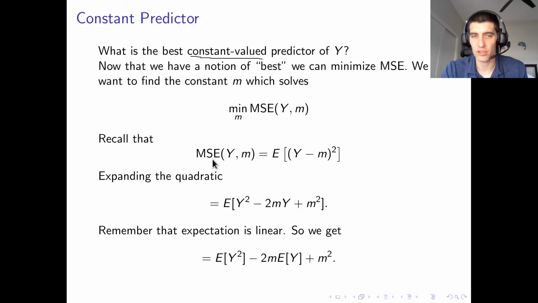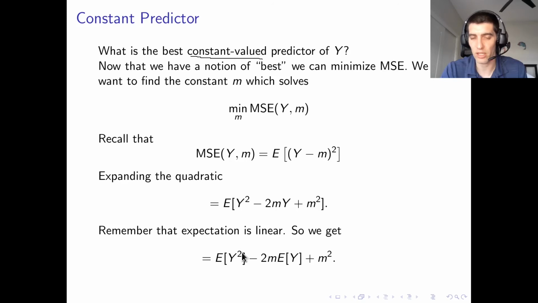Just using the definition of mean squared error, we can write it as this expected squared difference, and I can expand this quadratic. Remember that expectation is linear, you've seen this in your probability course. What that means is I can apply the expectation to each part in this sum. What happens if we apply the expectation to m squared? Well, m squared is a constant, so it's just m squared. We can pull out constants from an expectation. That's due to the linearity of expectation. So we're applying expectation to each one of these terms and pulling out constants as we wish.